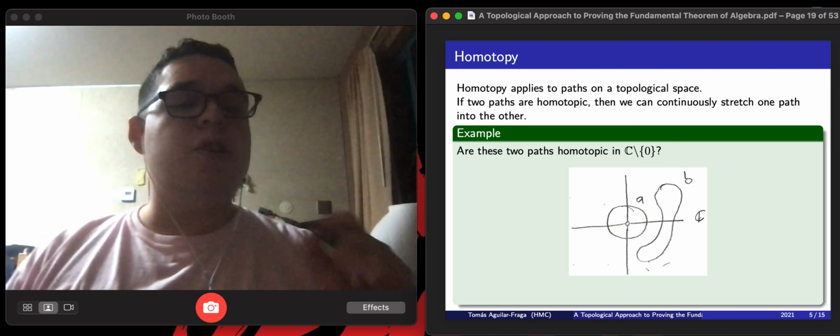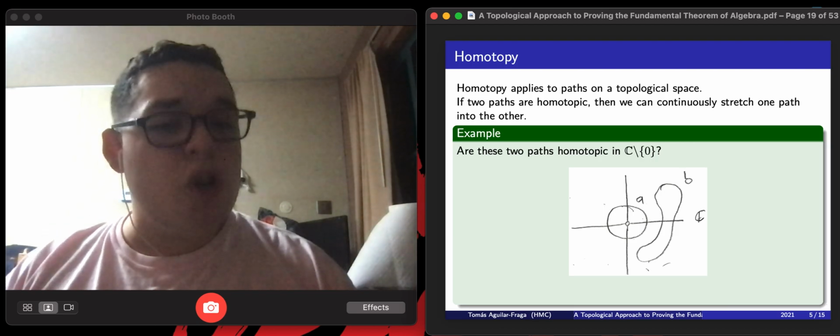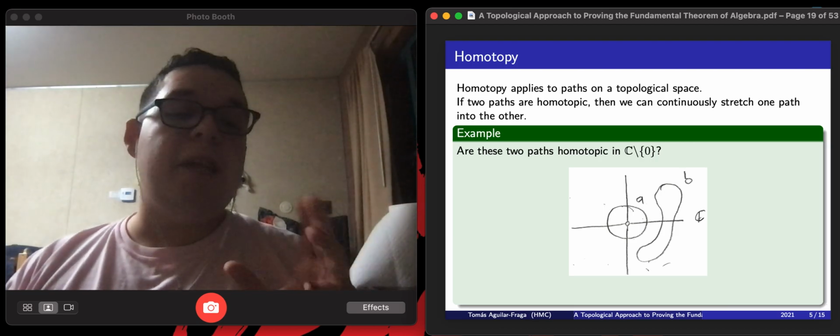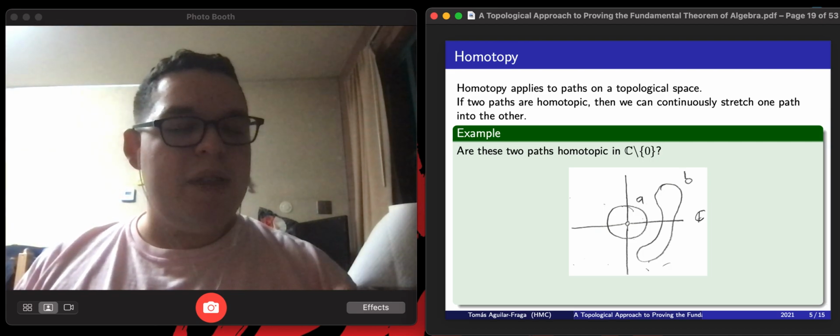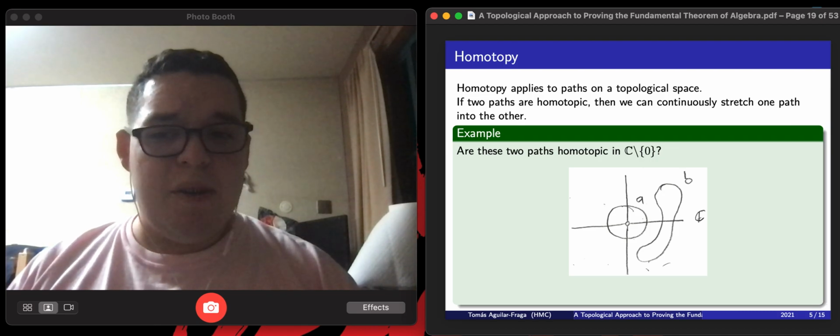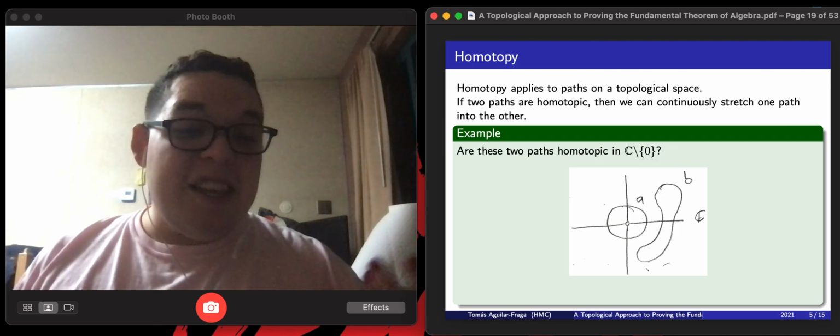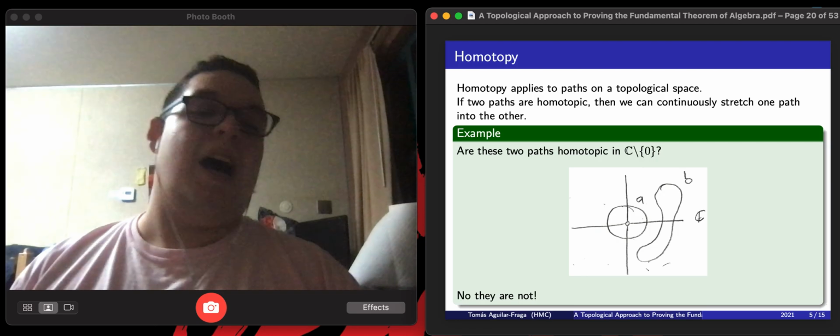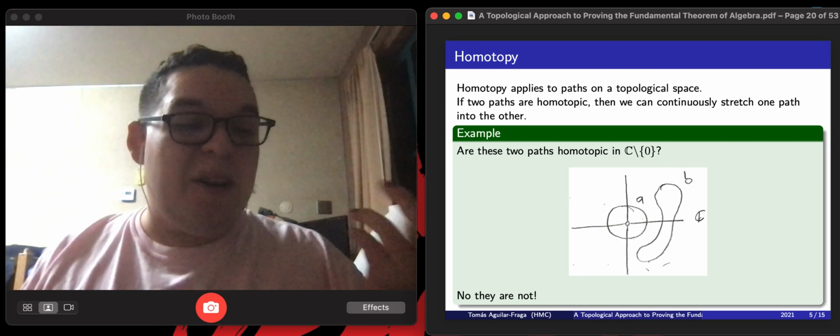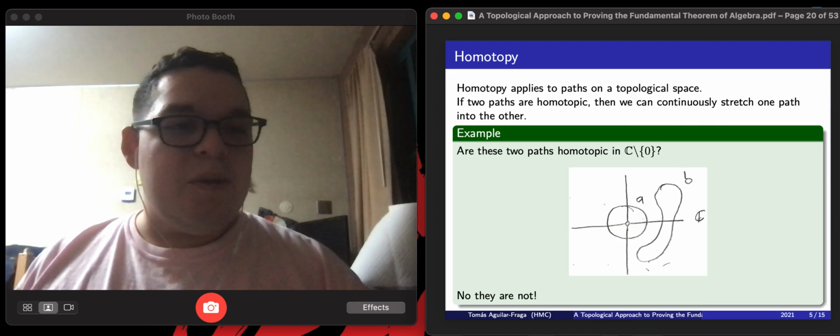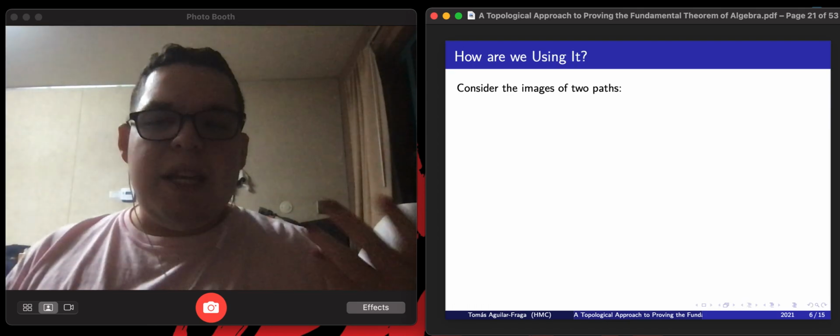However, are these two paths homotopic in the punctured plane? That is, the complex plane, but without the point 0, with a hole there. Can we do that? Again, feel free to pause the video if you'd like. That's right, they can't be homotopic there, because, again, you would have to somehow get around that hole, which you can't do.